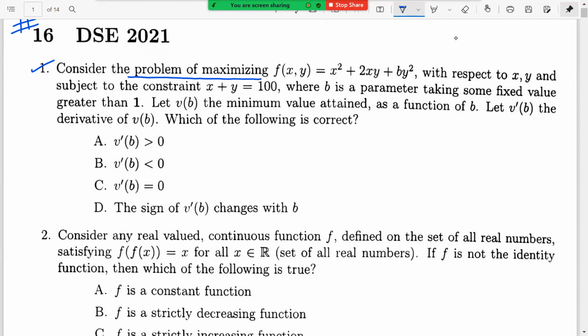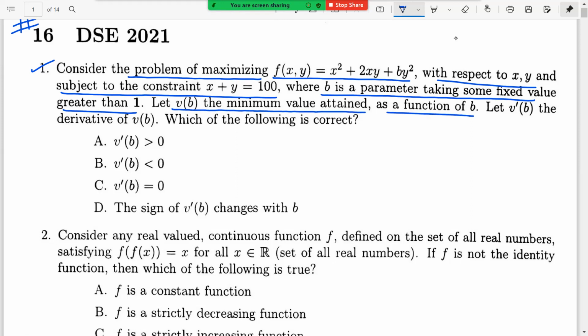Consider the problem of maximizing f of x, y equal to x square plus 2xy plus b y square with respect to x, y and subject to the constraint x plus y equal to 100, where b is a parameter taking some fixed value greater than 1. And we are given that v as a function of b is the minimum value attained for this particular function f of x, y subject to this constraint x plus y equal to 100.